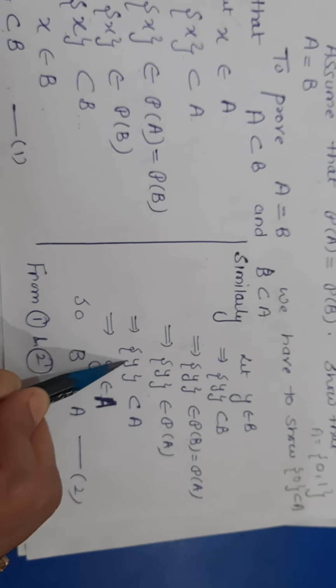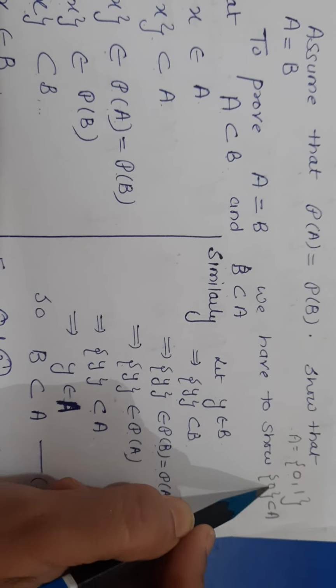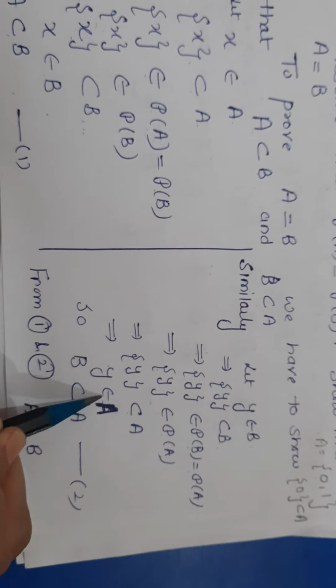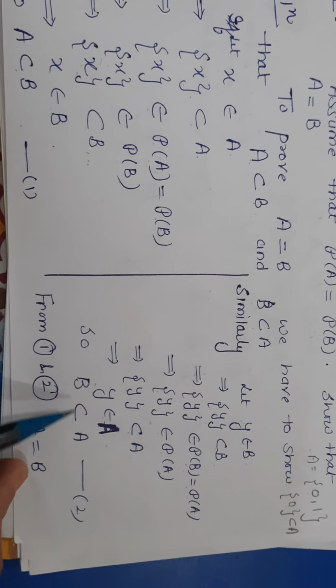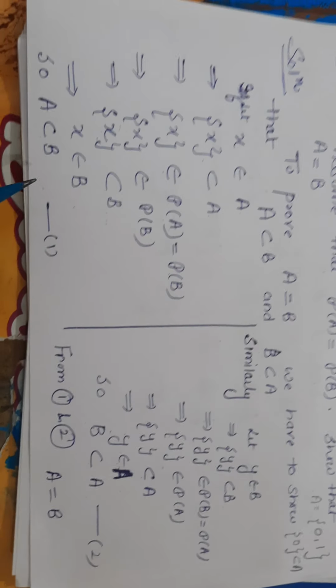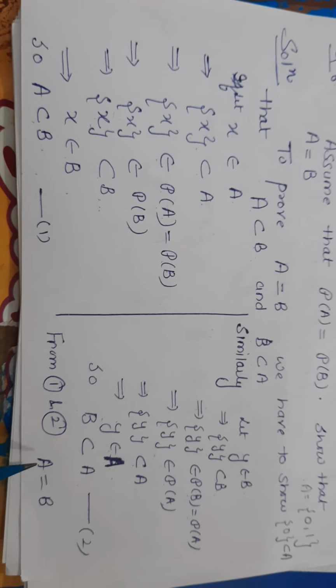So that means automatically this is a subset of A. If it is a subset of A, like here, that means this 0 belongs to A. So this Y belongs to A. So we have Y from B. It also belongs to A. So B is a subset of A. So from these two equations, A is a subset of B. B is a subset of A. That means these two sets are equal.